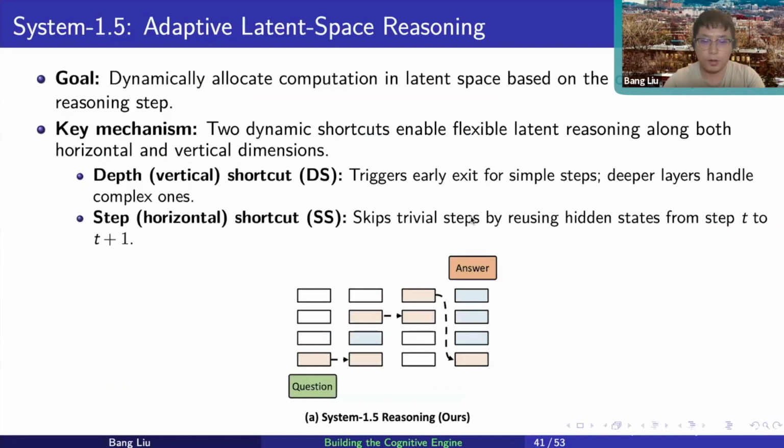What we call System 1.5 is like you can either go vertically, through the transformer latent layers, or you can go horizontally by providing a shortcut, which means this step is easy to reason about, so let's go quickly to the next time step. That's why we designed the depth shortcut, in the vertical direction, and the step shortcut, in the horizontal direction. By combining these, our model is quite flexible, so it can easily travel through the latent space. You can go up, you can go right. You can explore any path.